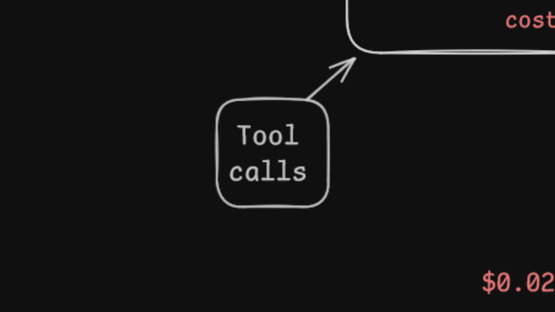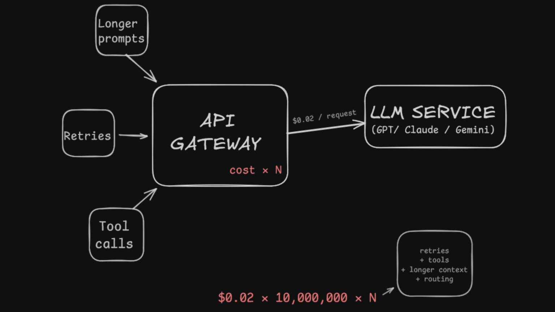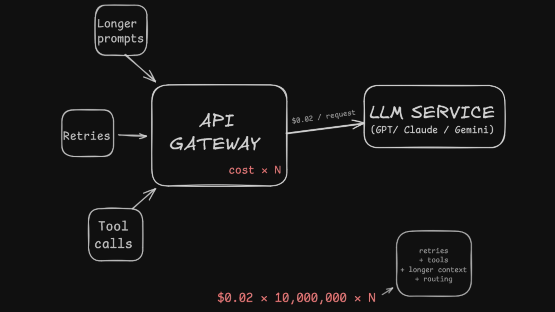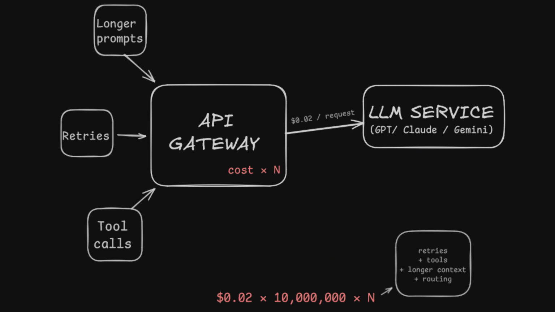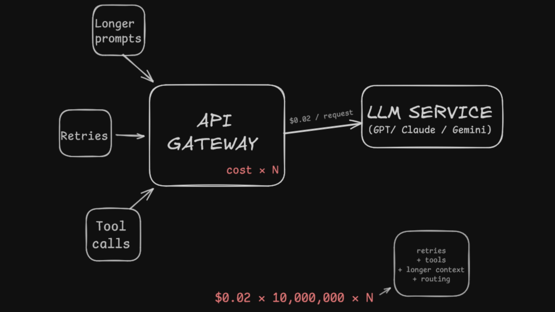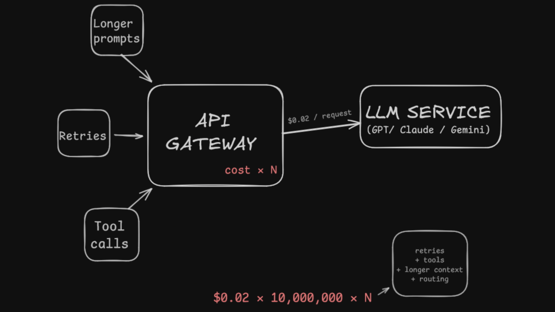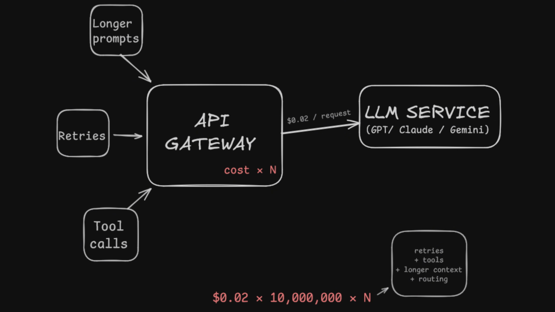Retries, tool calls, reranking passes, fallback paths. Each one increments n, and none of them are fixed. N changes with user input. It changes with latency. It changes with partial failures. Two identical users can generate completely different costs.